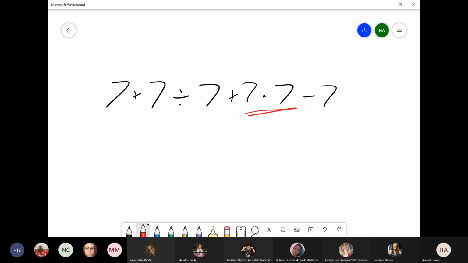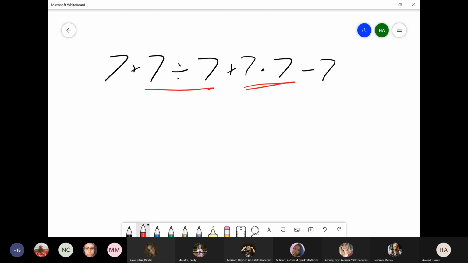We could also do this 7 divided by 7. Now, it really won't matter, because again, as long as you do them either at the same time or one followed right by the other, that's totally okay. So we can definitely do what Kirsten said and do the multiplication first.